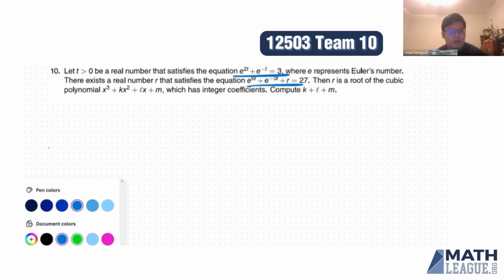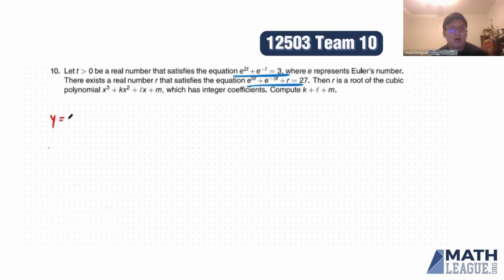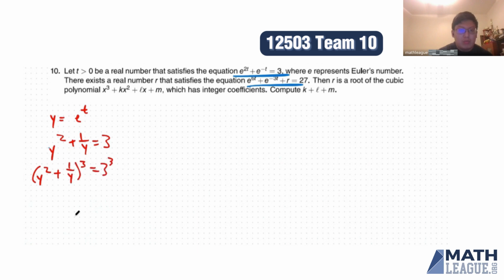Now, to make this easier, I am going to use a substitution. x is already used, so let's say that y is equal to e to the t. Then that first equation becomes y squared plus 1 over y equals 3. Now, we are going to cube this equation. If I cube y squared plus 1 over y equals 3, I'm going to get y to the 6th plus 3y cubed plus 3 plus 1 over y cubed equals 27.